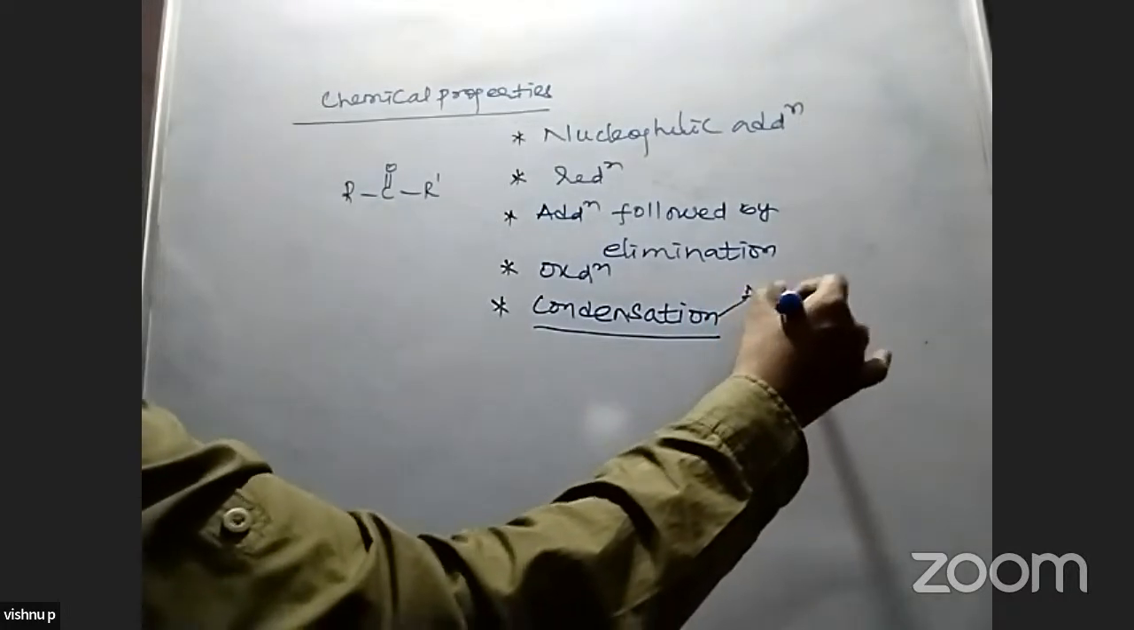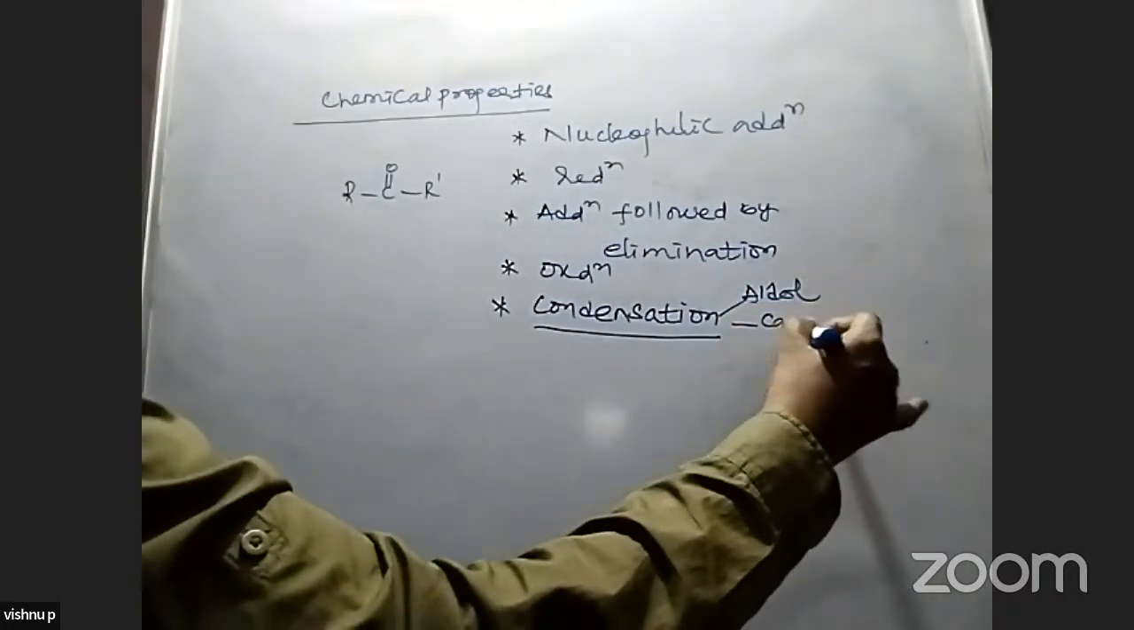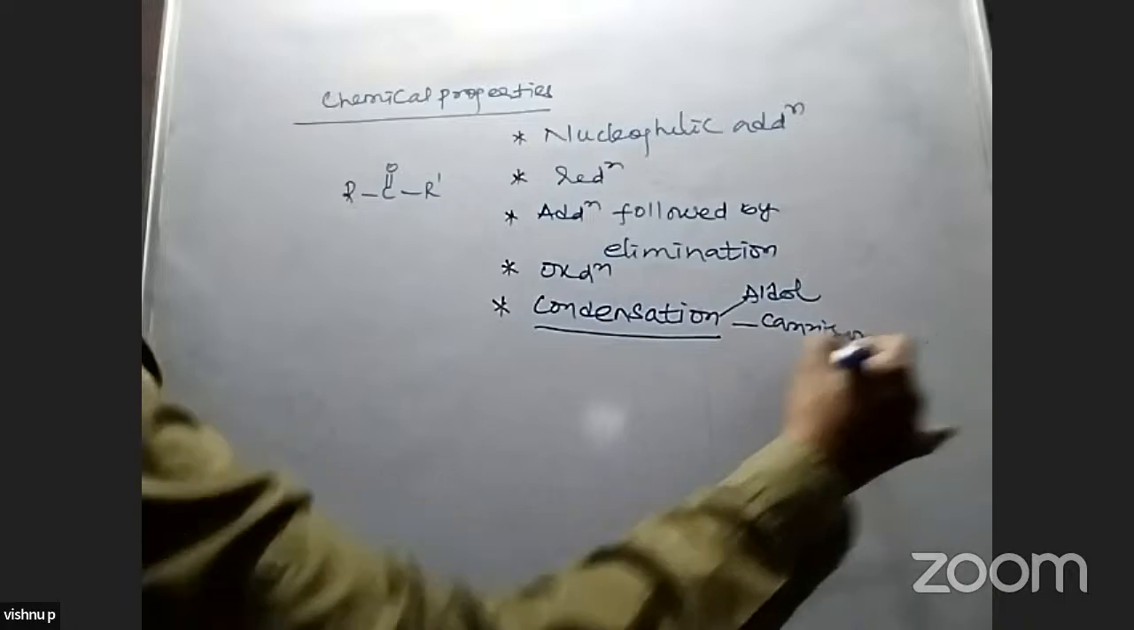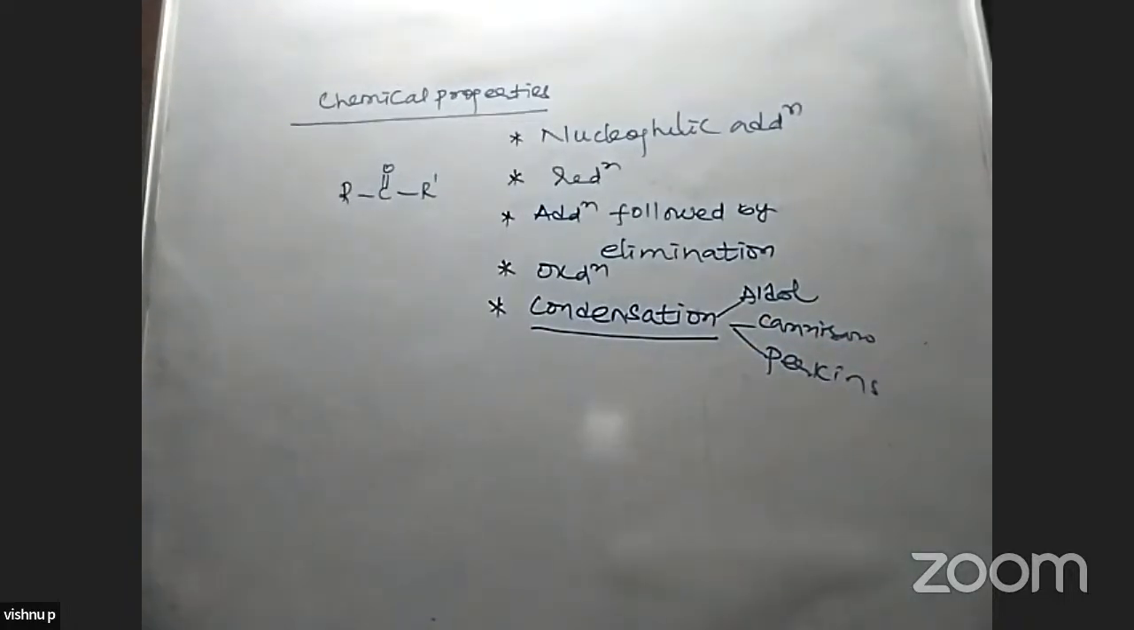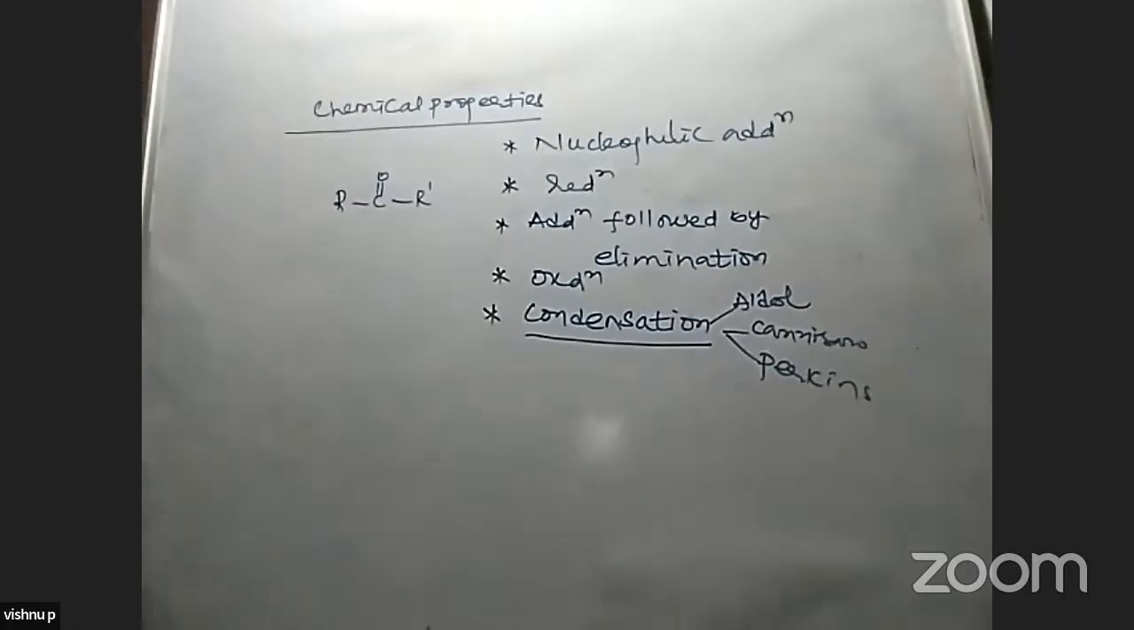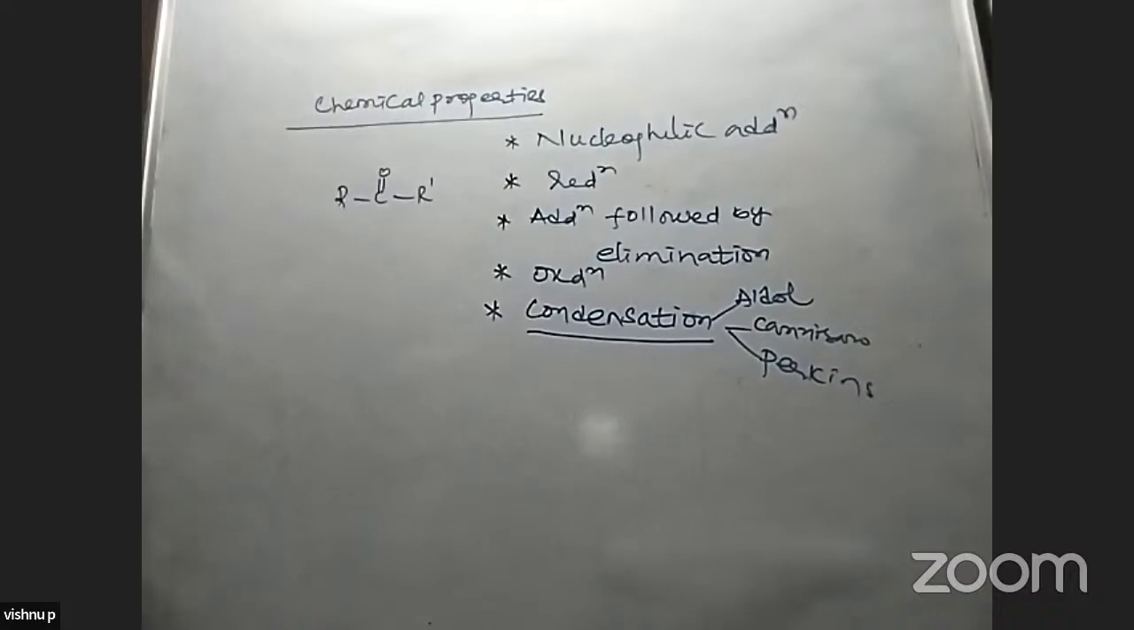Again, these are very important. Aldol condensation. Here it is again divided into Cannizzaro's and Perkin's reaction. So this type of reactions are possible with aldehydes or ketones. And first we start with... okay. So we'll start this in the next class.